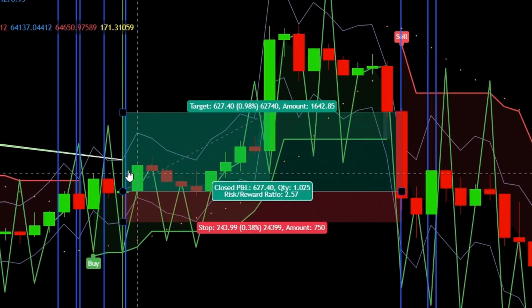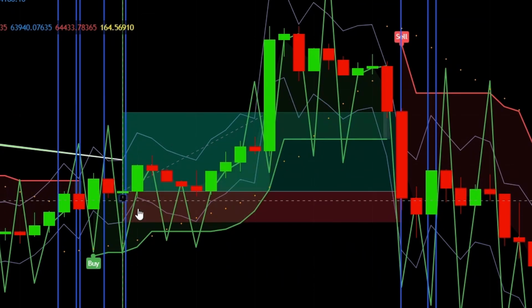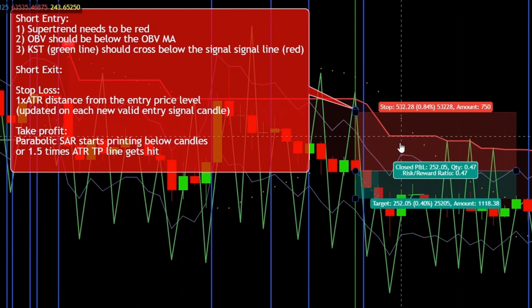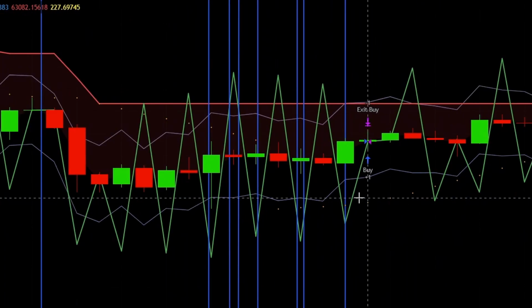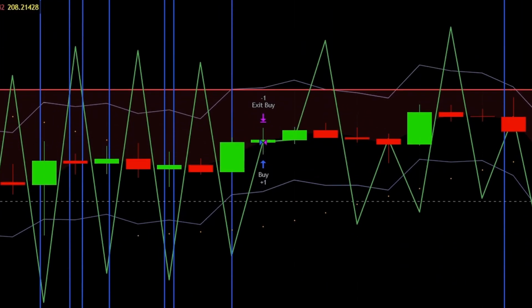Here was our valid long entry, and as you can see, no entries are printed by the script. And here was the valid short entry, but again, no entries by the script. So where did it enter into a trade? We can see an entry signal by the script right here.